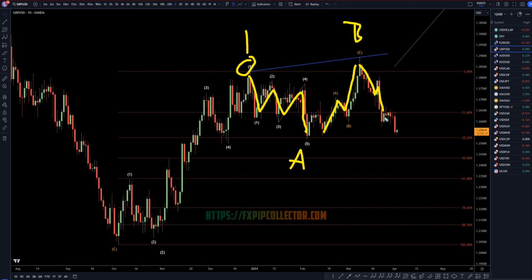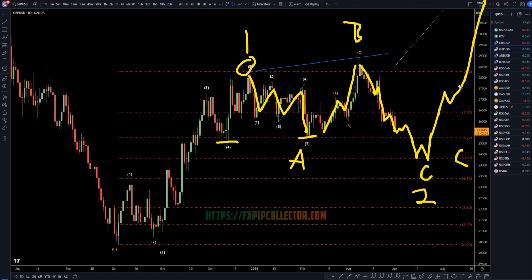It does have a little bit of a 1, 2, 3, 4, 5 shape, and it doesn't necessarily have to take out these lows, but I still think it is more likely that it will take out these lows, probably go down to at least a 50% to finish off what I think is a wave C of 2 before it actually does end up continuing the uptrend for that big wave 3.